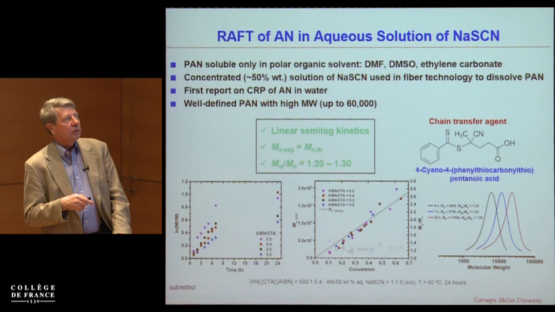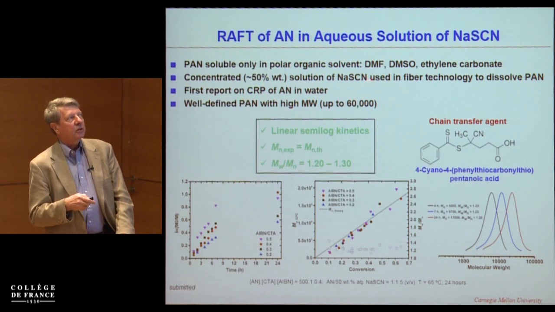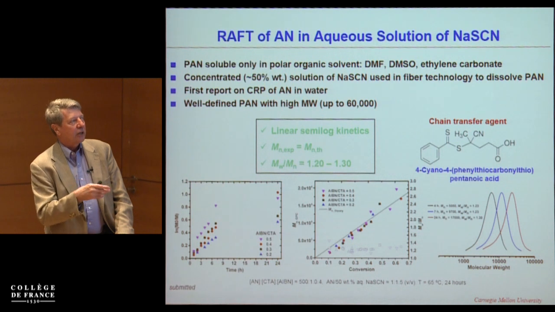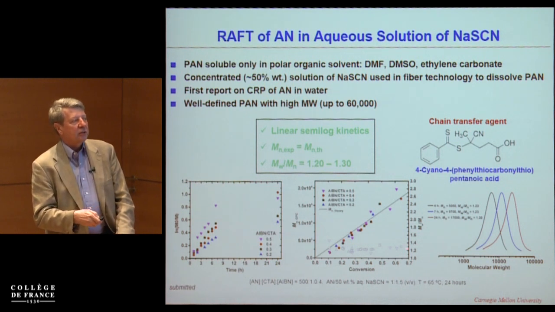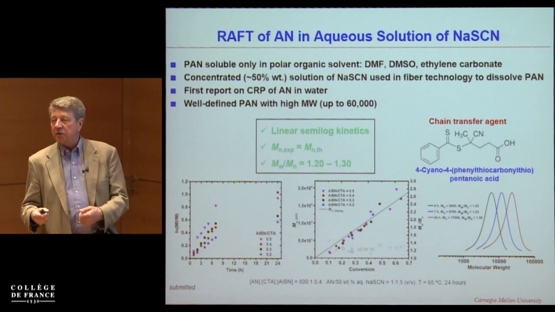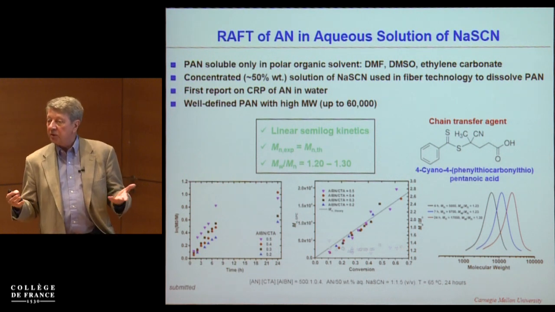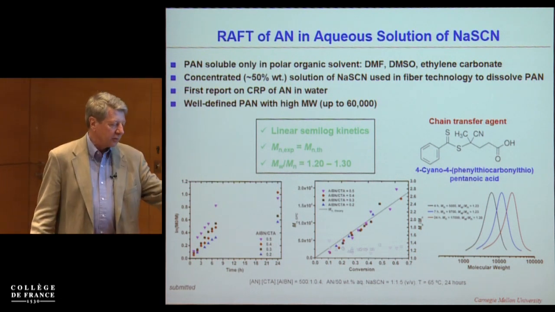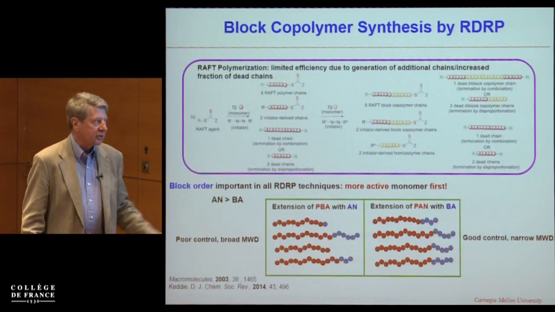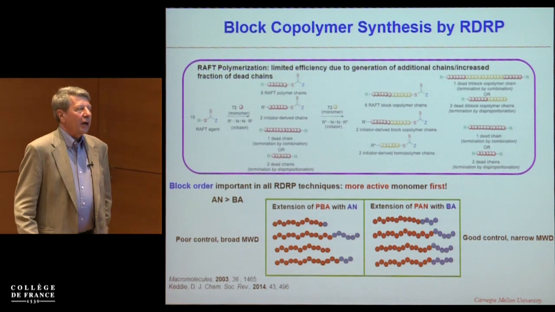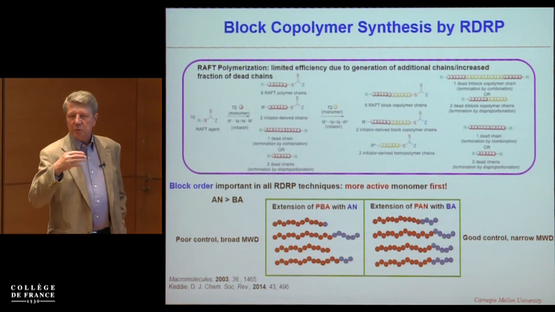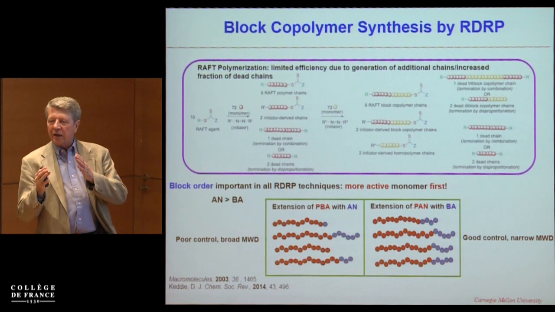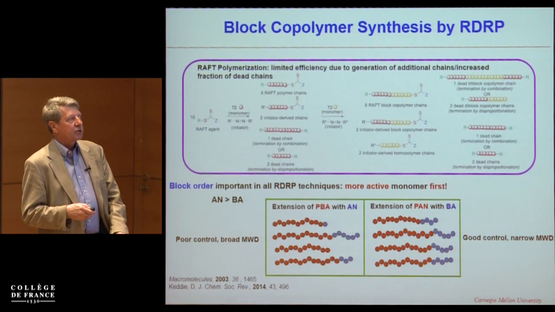How to do that? We go to this 50 weight percent of sodium isocyanate or thiocyanate, and then you can still have a good control of molar masses and relatively low dispersity using quite unusual solvents. So polyacrylonitrile from this point of view is a unique polymer, you may say. Now, how can we make block copolymers? Because you would like to have this porosity defined by block copolymer structure.